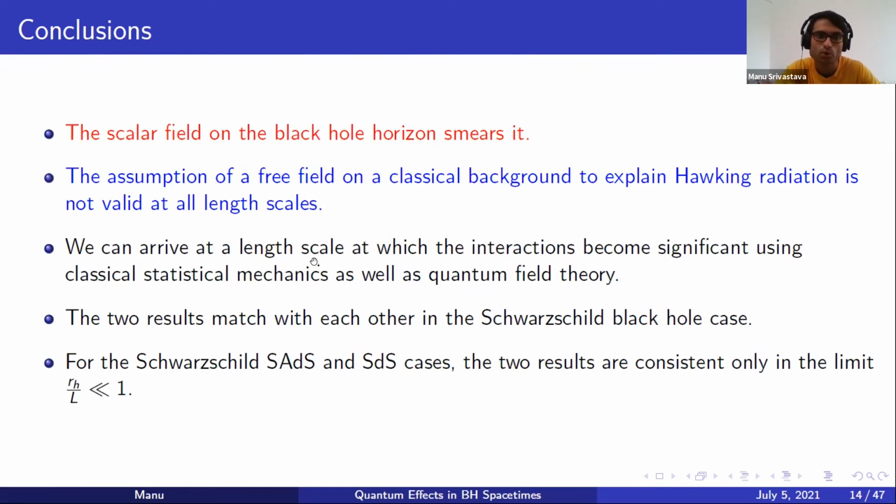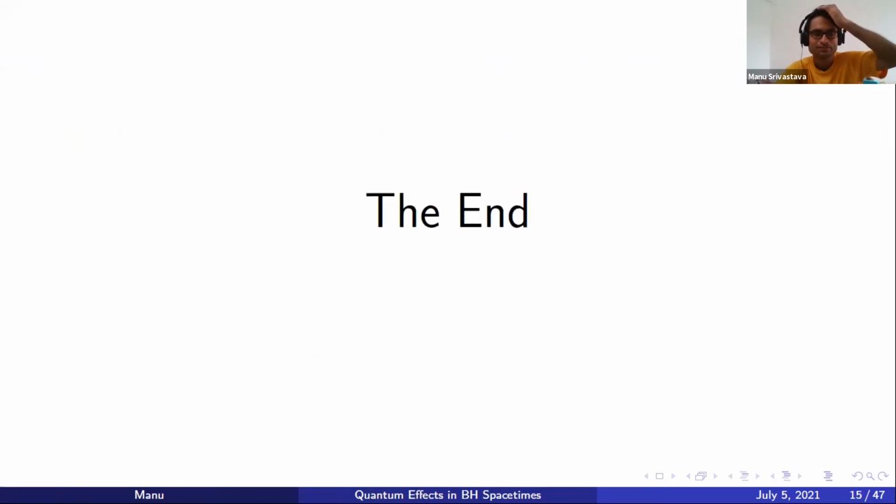And then we computed the length scale at which the back reaction of the field becomes strong in two ways. One was a statistical mechanics approach and one was a quantum field theoretic approach. The two results match with each other for the usual Schwarzschild black hole, but they match for the SAdS and SdS cases only for small black hole cases where r_H/L is much less than 1. Okay, that's it from my end.